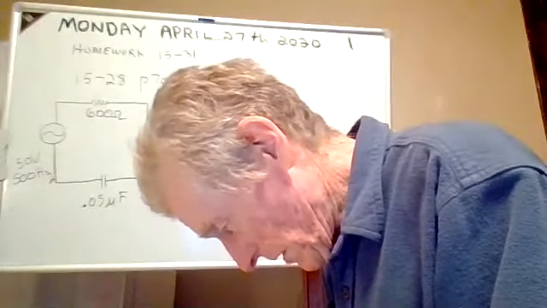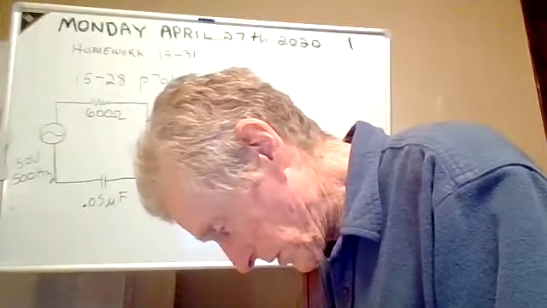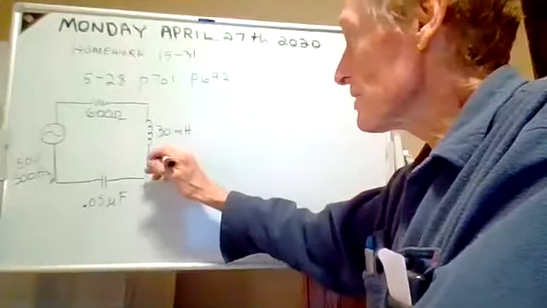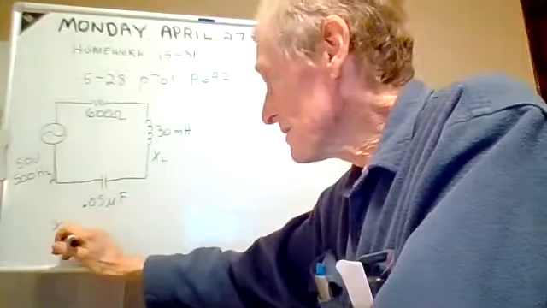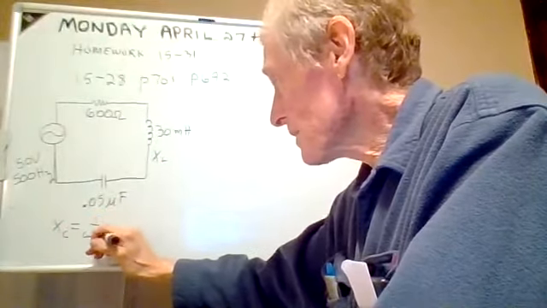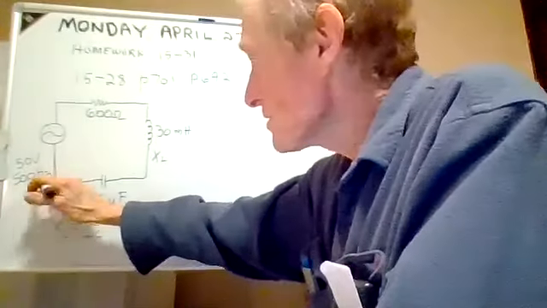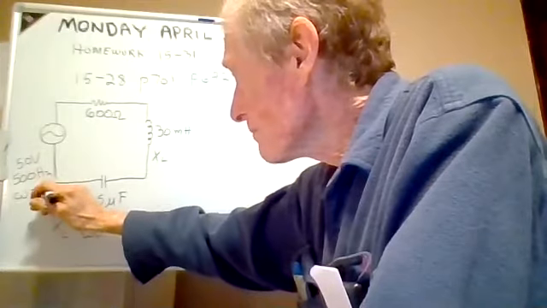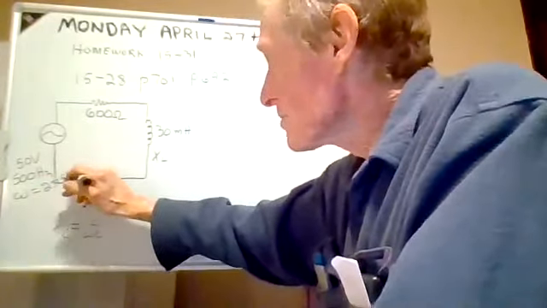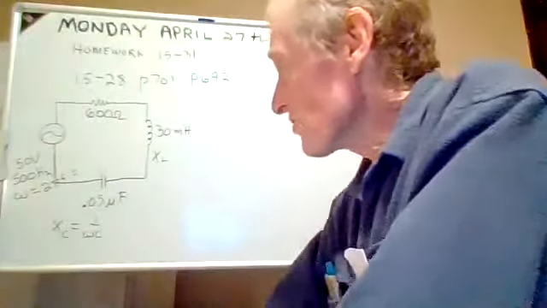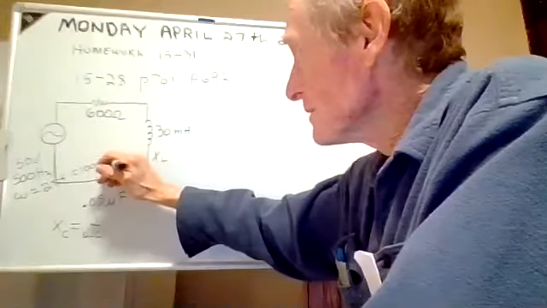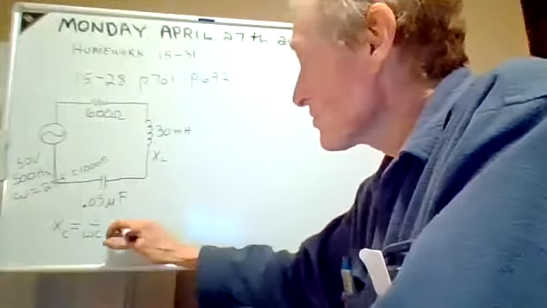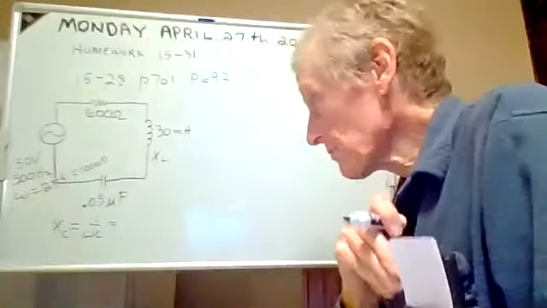Okay, and now they want to know a lot of things: impedance, current, phase angle. We'll get to all that. First thing we've got to do is this XL and XC business. Well, XC is 1 over omega C. Now, what's omega? Omega is 2 pi F. So omega is 1,000 pi radians per second. Boy, it's spinning pretty fast.